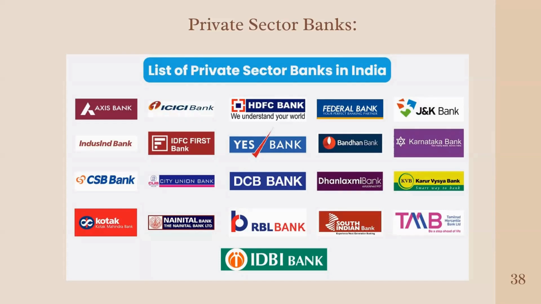This slide displays a visual list of various private sector banks operating in India. This includes major banks such as Axis Bank, HDFC Bank, ICICI Bank, Kotak Mahindra Bank, and Yes Bank. Other recognized banks like Federal Bank, IndusInd Bank, Bandhan Bank, IDFC First Bank, RBL Bank, South Indian Bank, CSB Bank, DCB Bank, and many others. It also includes the IDBI Bank, which was reclassified as a private sector bank. This represents the diversity and competition within the private banking sector in India.